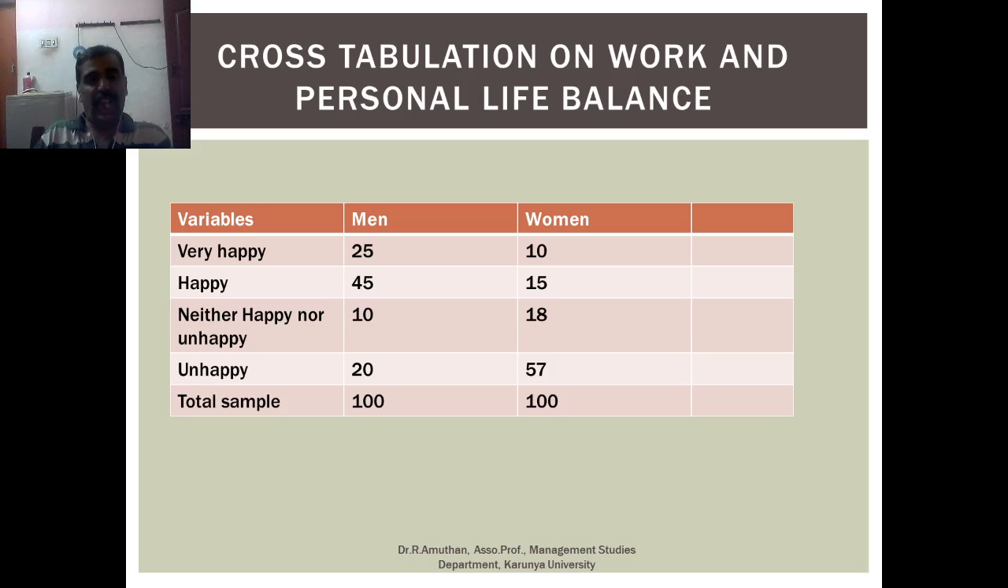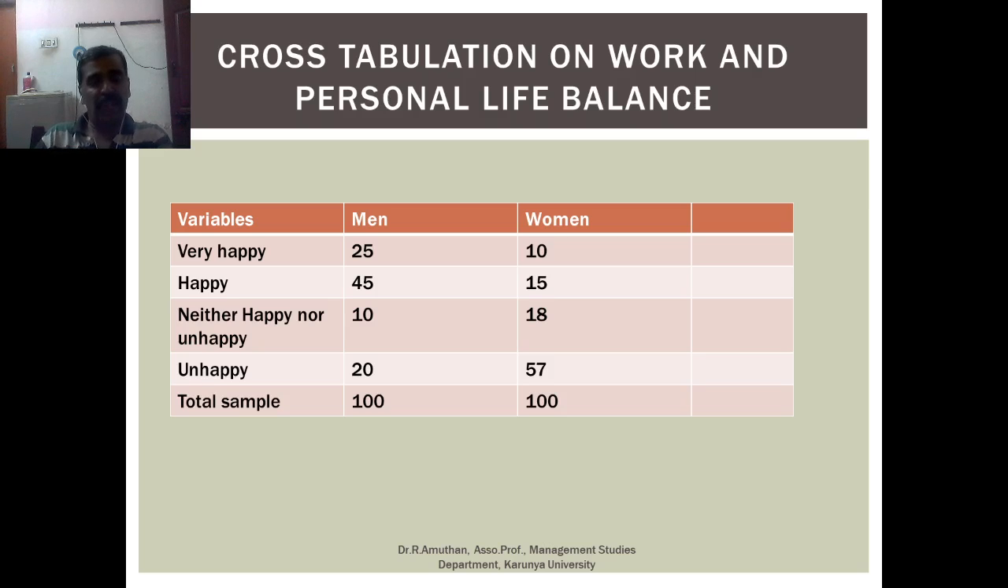Fine. So very happy: the number of men who are very happy is 25. At the same time, the number of women very happy is only 10. So it tells you that there is a correlation of the variable. You are correlating the variables to the sample groups. Okay, the two sample groups you have taken, you are correlating the variables to the sample group, right? Now 45 men are happy out of 100 samples. You have taken 100 from men and 100 from women. Two sample groups, you have taken equal numbers. As a survey, you have taken equal numbers.